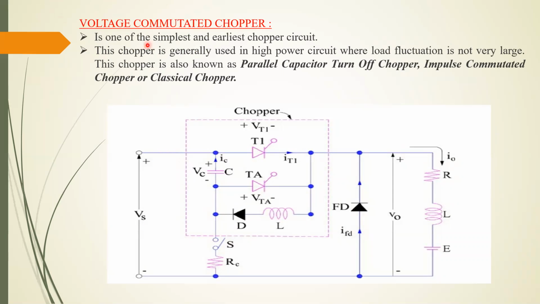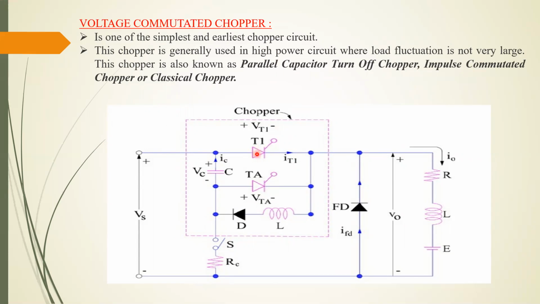Voltage commutated chopper. It is one of the simplest and the earliest choppers. This chopper is generally used in high power circuits where load fluctuation is not very large. This chopper is also known as parallel capacitor turn-off chopper, impulse commutated chopper, or classical chopper. So this is the circuit diagram of the voltage commutated chopper, where the commutating circuit is represented in a dotted box.